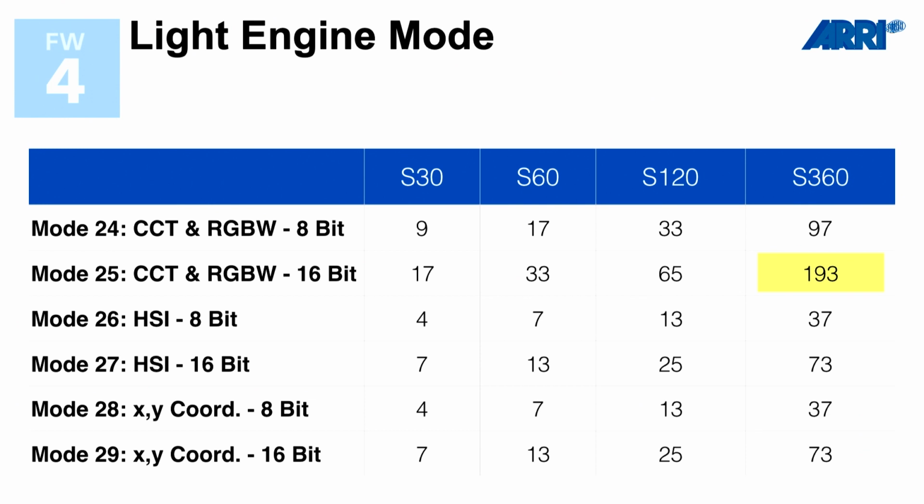And not to forget XY coordinate, which allocate the light into an internationally defined color space. The graphic shows you how many DMX channels we need for each mode. You will find more DMX details in our ARRI DMX protocol specification in current version 4.4.